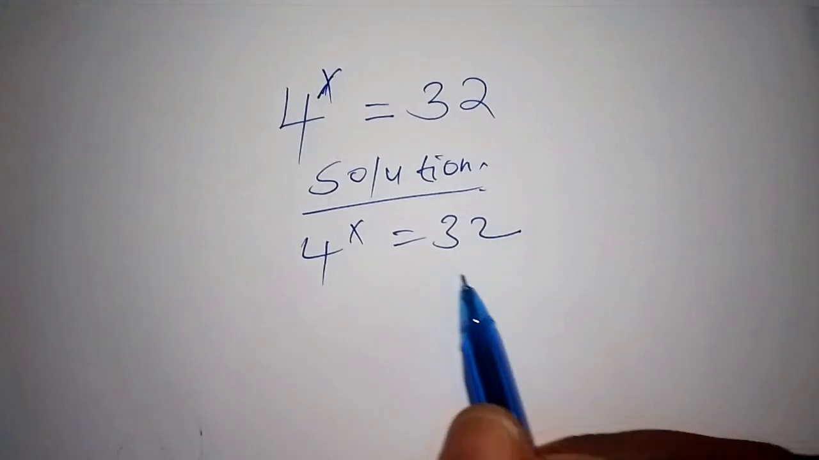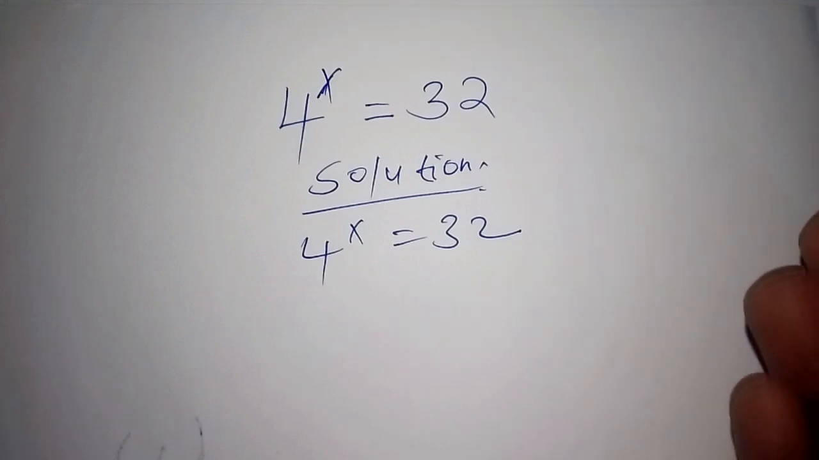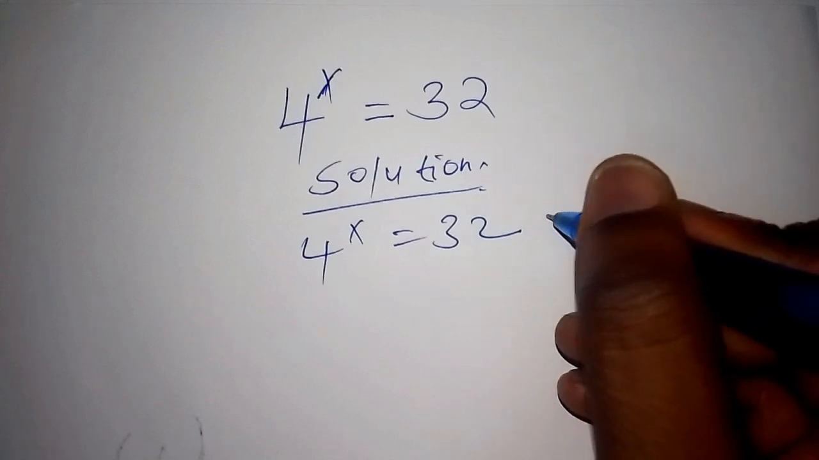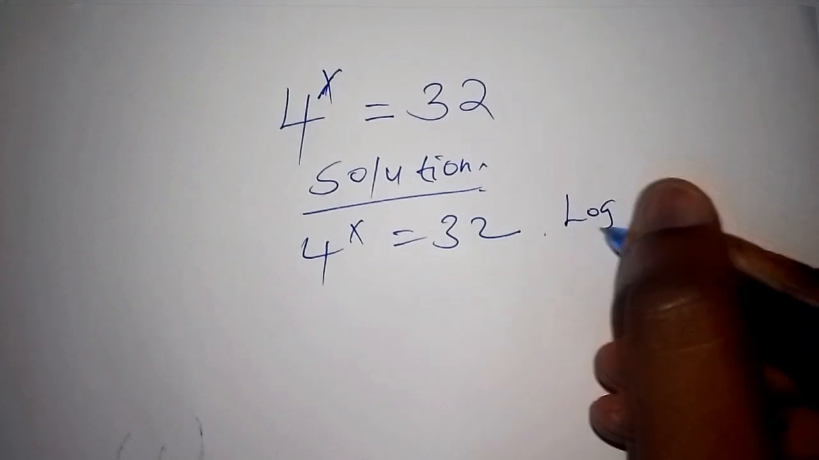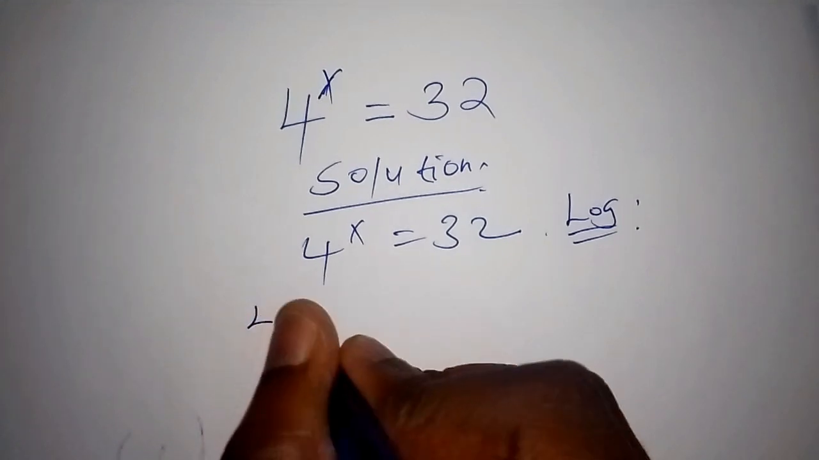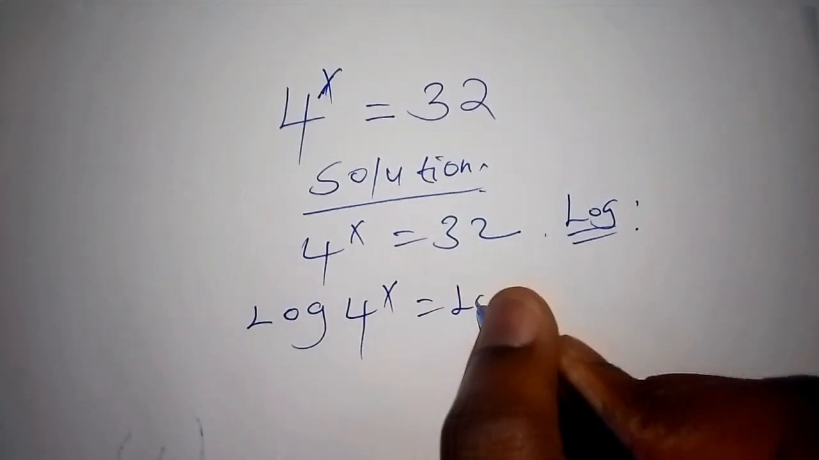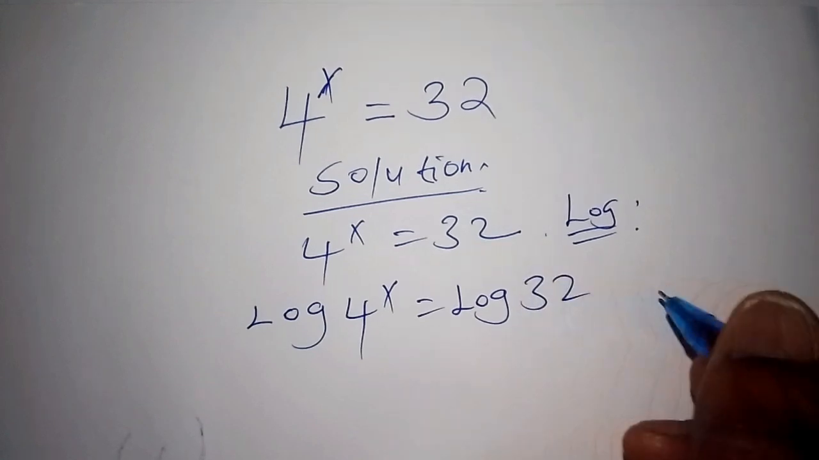Now, we have two methods that you can use to solve this maths problem. The first one, we can use the logarithm formula, or the log. How do you use the log? We can introduce the log and say we shall have the log of 4 to the power of x is equal to the log of 32.